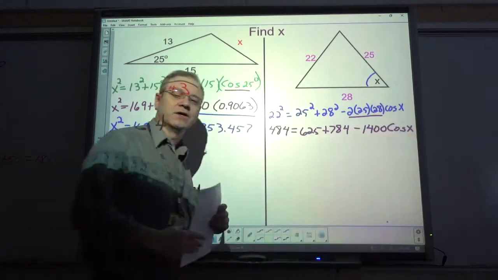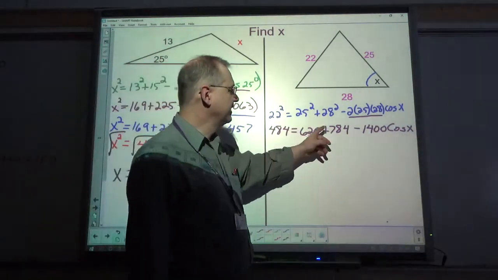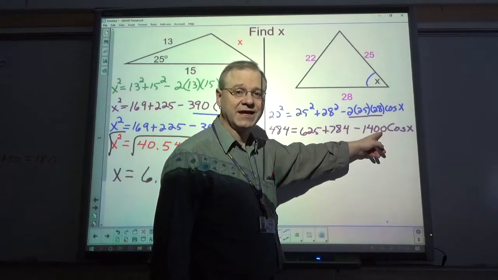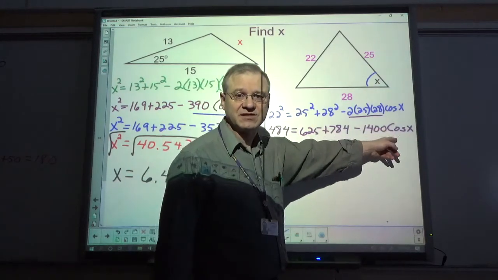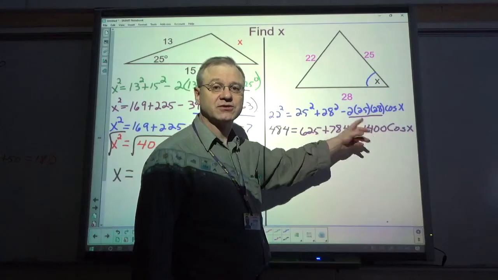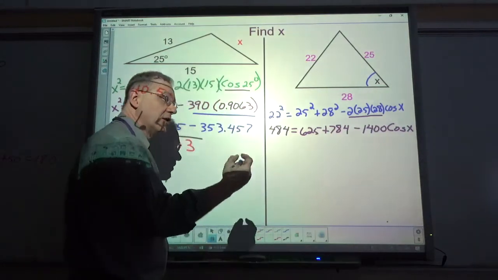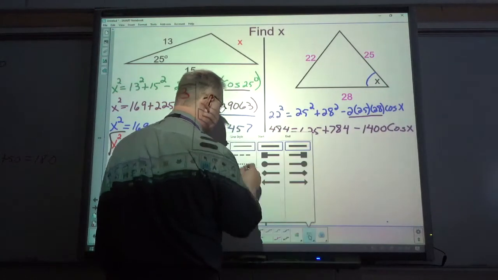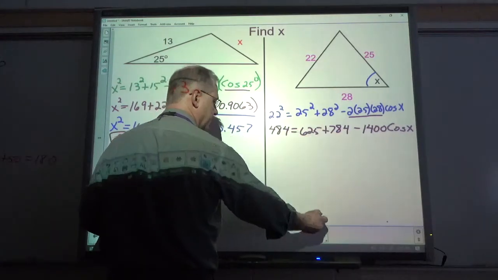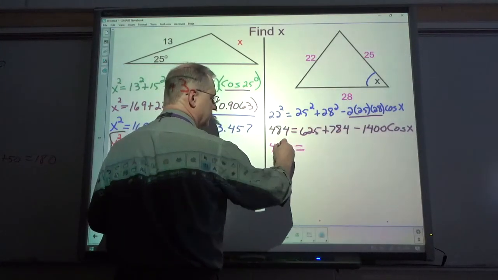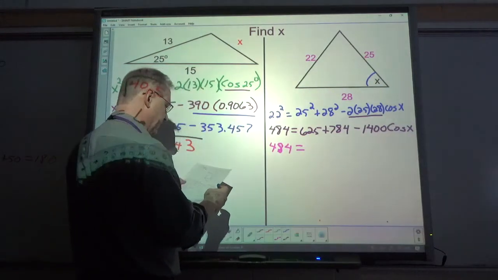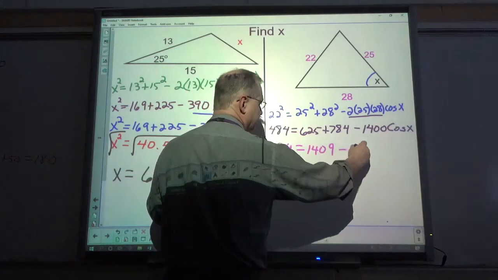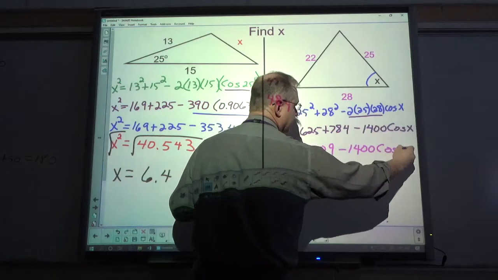cosine of x. One of the things people make a mistake with is they'll combine these two and this part, even though it's being multiplied times cosine of x. You can't add something that's being multiplied times something else first. You have to do the multiplication before you can do adding and subtracting in that combination. So what I need to do next is I need to combine these together. So 484 equals, let's see, I'm going to combine the 625 and the 784 to get 1409 minus 1400 cosine x.